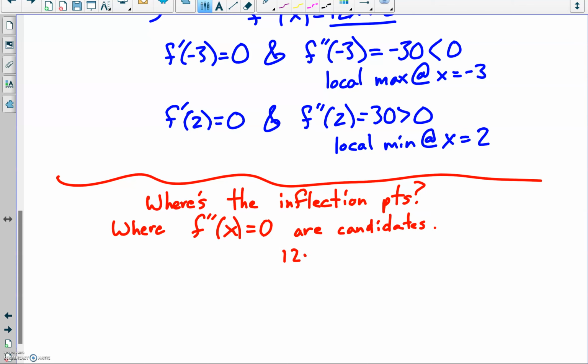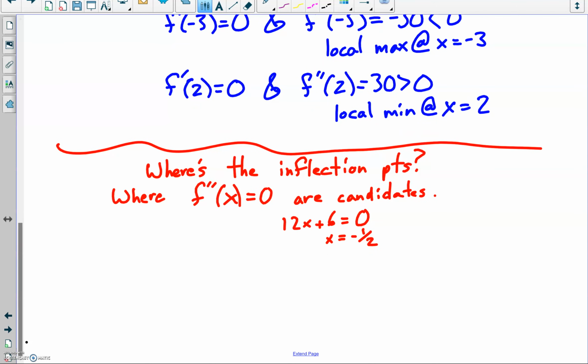So we'll set 12x plus 6 equal to 0. And when you solve for x, you get x equals -1/2. If you go ahead and make a little sign chart with the -1/2 in there, you have -1 to the left of that. Put a little fence here to separate the two regions. And I'll have 0 on the other side of that.